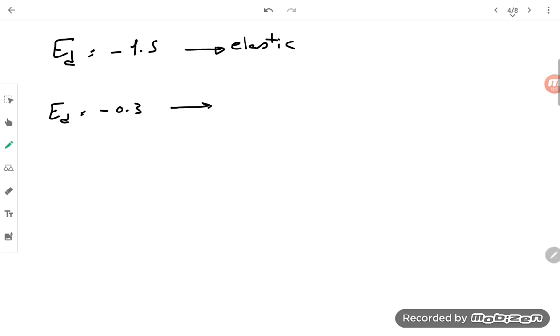So if you calculate elasticity and you find it as -1.5, as we said, we are going to neglect the negative sign and take the absolute value. So the value is 1.5, which is greater than 1. So this is elastic demand. And if you calculate elasticity and it is -0.3, we are going to take the absolute value. So it is 0.3, which is less than 1. So this is inelastic demand.